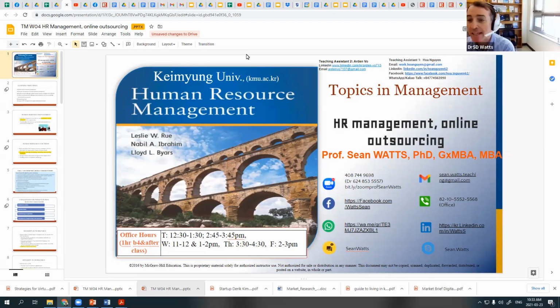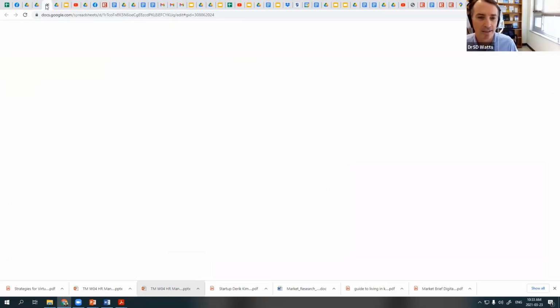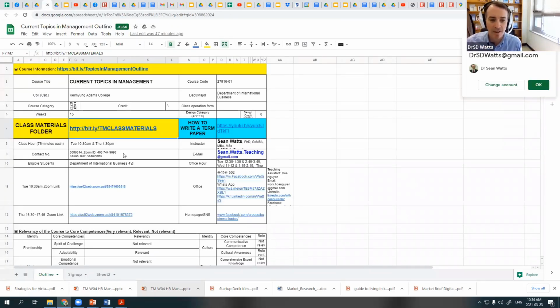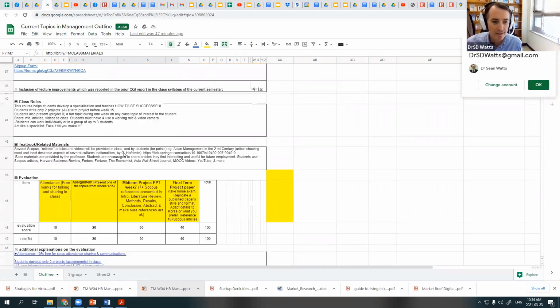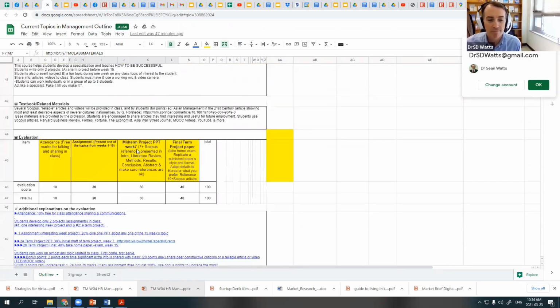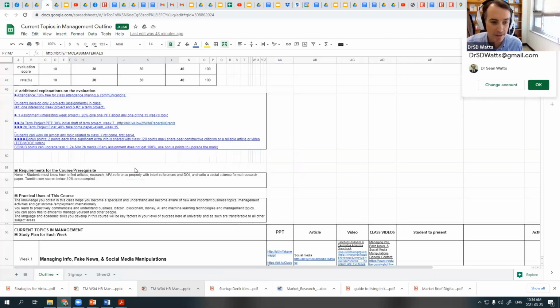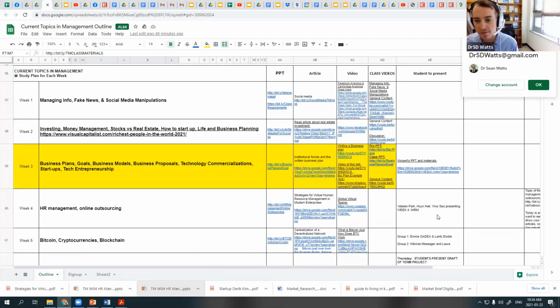Today we're talking about HR management, managing people, managing yourselves included. I'm focused on online outsourcing and how you can manage people, including yourself, efficiently. And as we know, we've been going through a lot of the different files. This is the file that shows the two main assignments that you need to do. All of the topics that we're discussing this week are in here, including a lot of extra stuff.